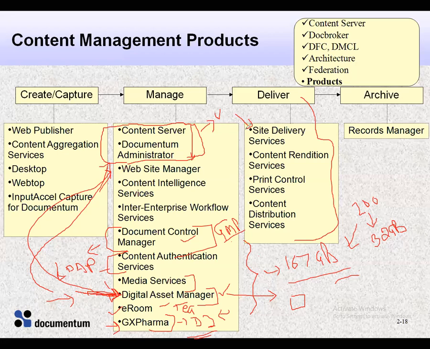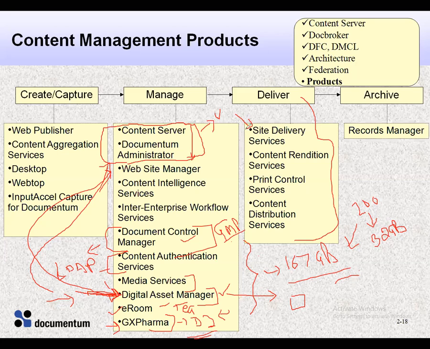If the document is there in the Documentum content server, print control services control the print of that particular document. You can restrict whether it can be printed or not, who can print the document. We can restrict, and we can also give access. Similarly, content distribution services control whether you can share the document over the internet, as a link or URL, or over email. You can restrict the distribution as well.